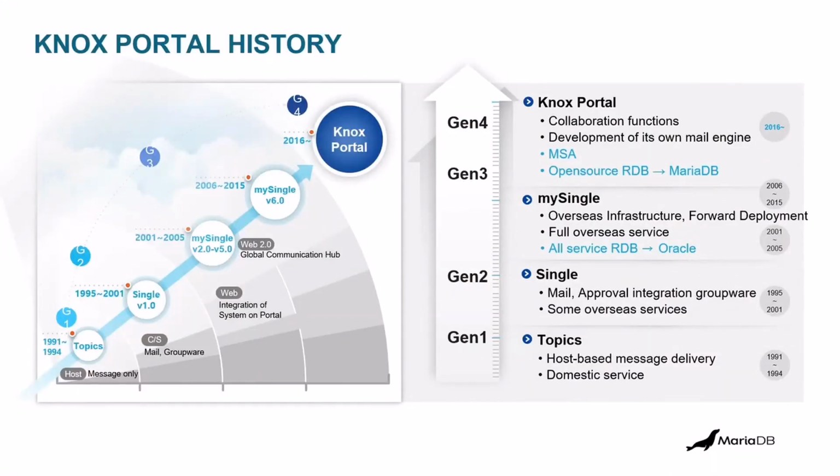Knox Portal was first made in 1991. Until 2016, all RDBs used by Knox Portal were serviced through Oracle DB. About 25 years later, in 2016, there were many changes. At that time, there were 2 main topics. These were MSA and open source.